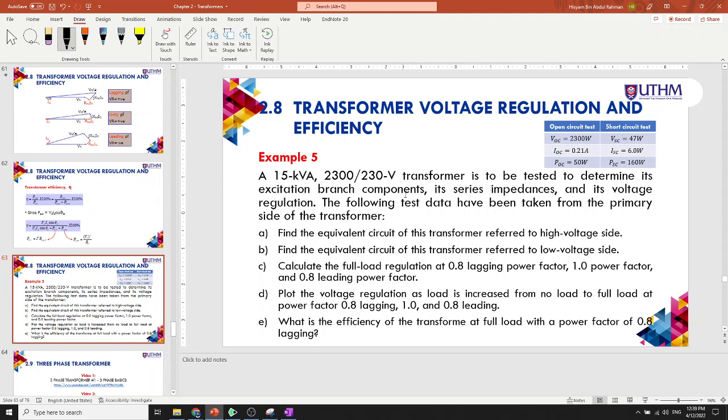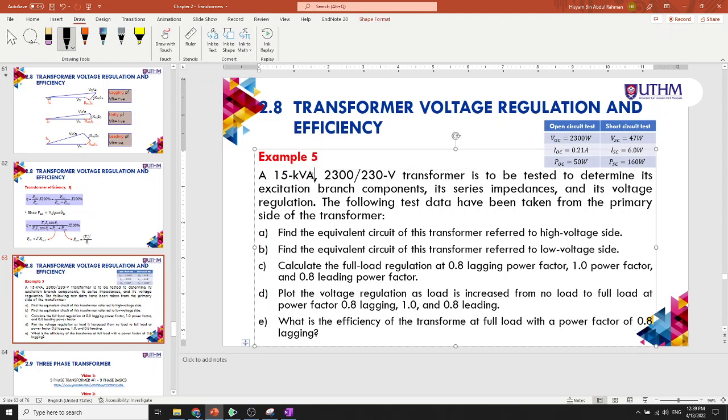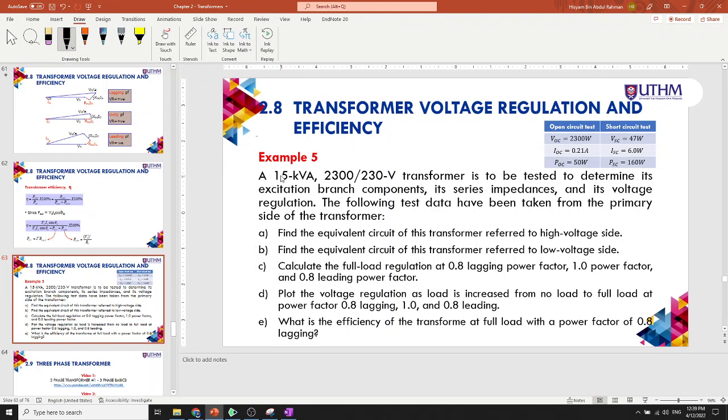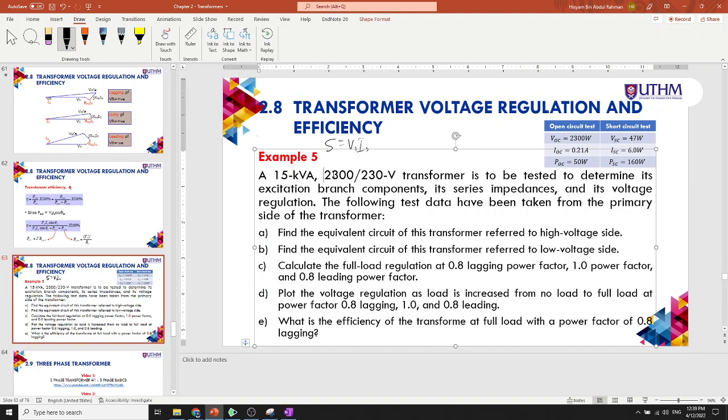So the question mentions a 15k VA. This means the apparent power. Apparent power is actually at the output side. So on the output side, you see the Vs minus VsIs. So apparent power S equals VsIs. And then this is the turn ratio. This is Vp and this is Vs.